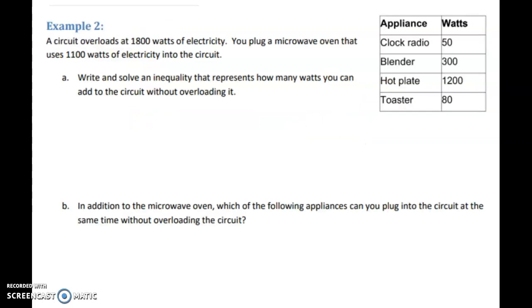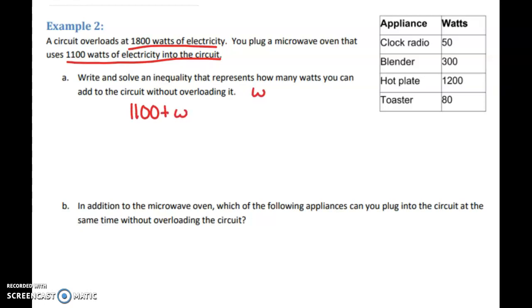All right, let's look at a word problem together. So it says a circuit overloads at 1800 watts of electricity. So basically it's like when your breaker pops in your house. So at 1800 watts of electricity, it overloads. You plug a microwave oven that uses 1100 watts of electricity into the circuit. It wants you to write and solve an inequality that represents how many watts you can add to the circuit without overloading it. Well, you already have 1100. Plus, I'm going to do W.